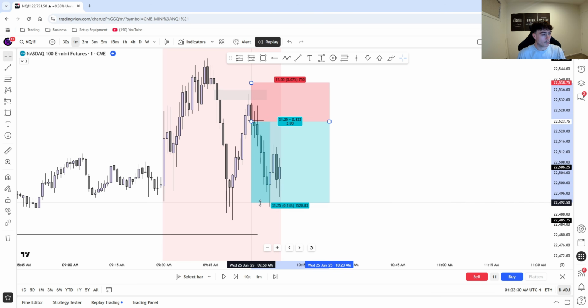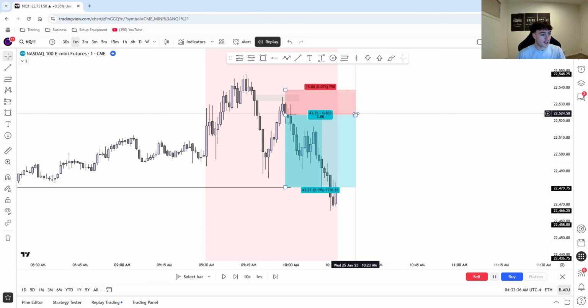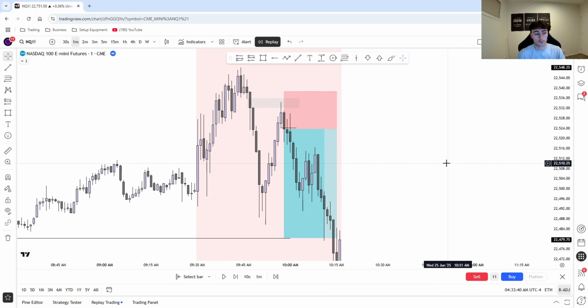You would have hit a 1-to-2 very, very easily as well. But again, you have that option to obviously take it all the way down and do something like that. So that is setup number 2 of the week. Super simple, higher time frame drill on liquidity, and a simple fair value gap continuation model to the downside.